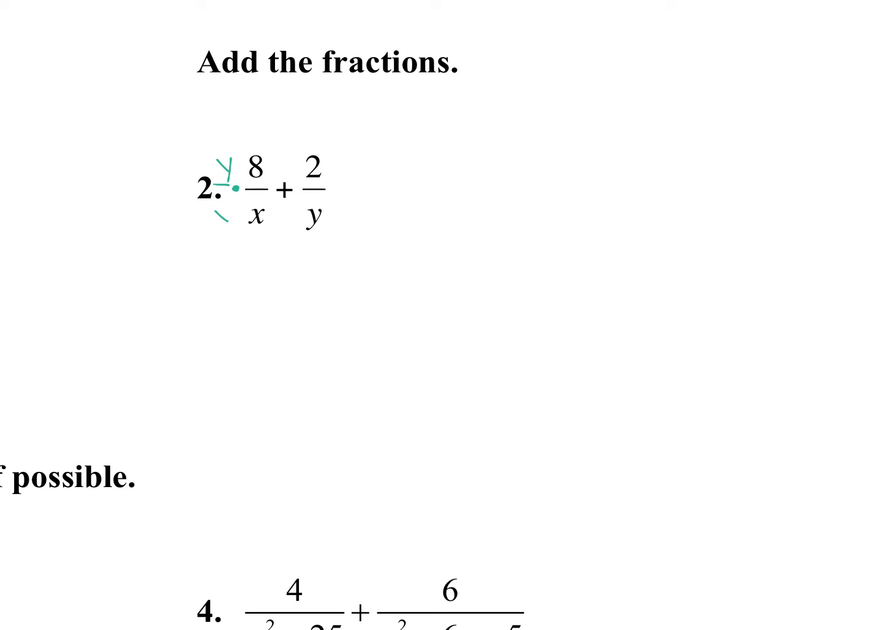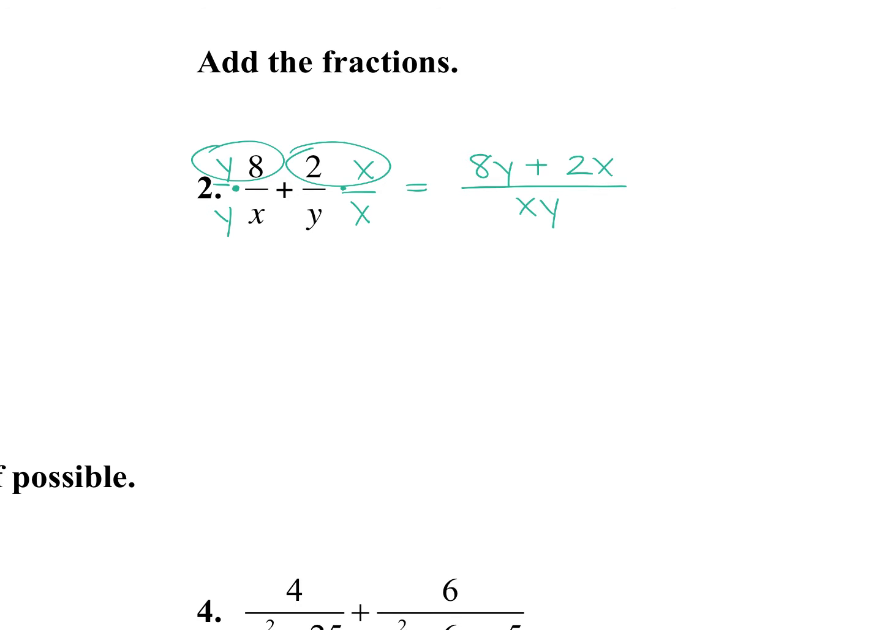So y over y will be on the left, right? You're multiplying by 1, okay? What do you multiply by on the right? X over x. Okay, so work that out. 8y plus 2x all over that x times y denominator.